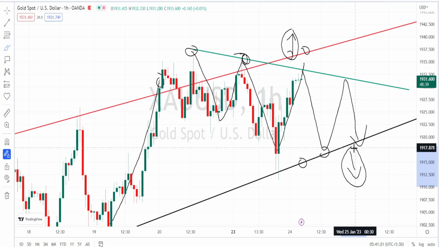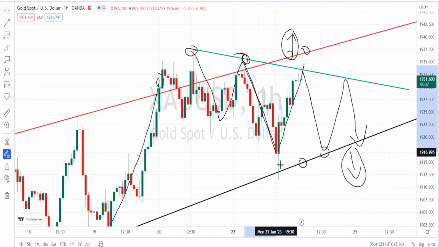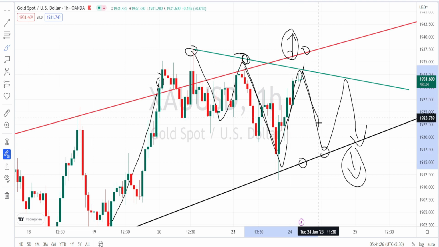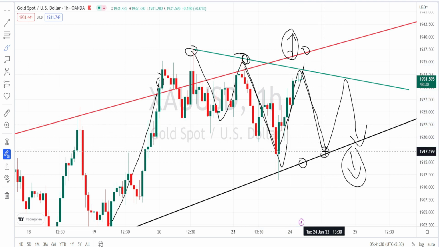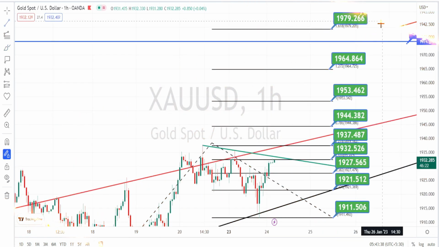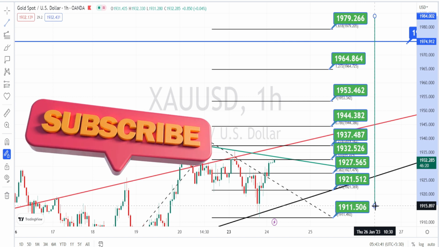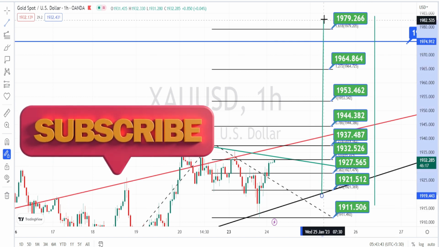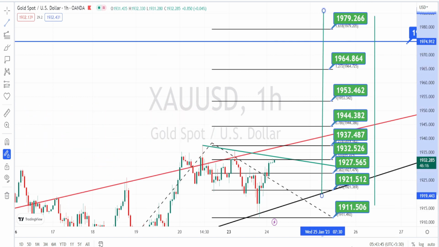For now, the current price action is under a consolidation within this support line from the 4 hours time frame and the resistance line from the hourly time frame in a triangle pattern. So the values within these green color boxes are the resistance and support levels for current price action in hourly time frame. Currently the price action is trying to break the resistance level of 1932.